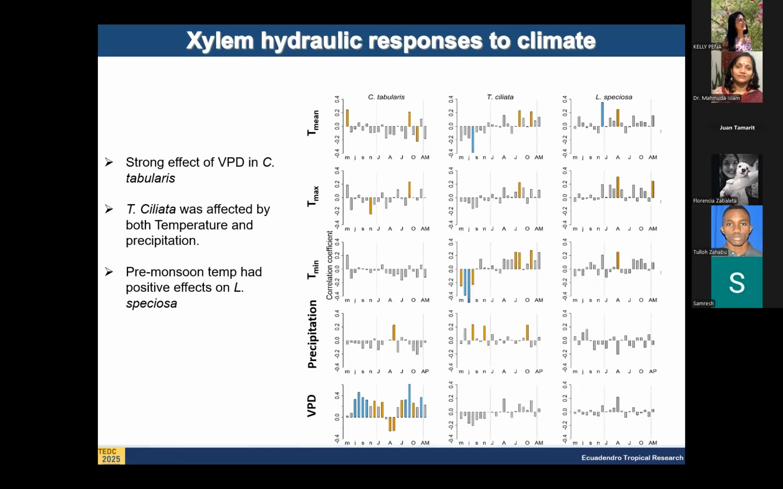Vapor pressure deficit, VPD, has a positive influence on conductivity in Chukrasia tabularis, but for Toona ciliata and Lagerstroemia speciosa, mean temperature is the important factor, especially pre-monsoon temperature for Lagerstroemia speciosa. In Toona ciliata, minimum temperature negatively influences ring width and vessel parameters.